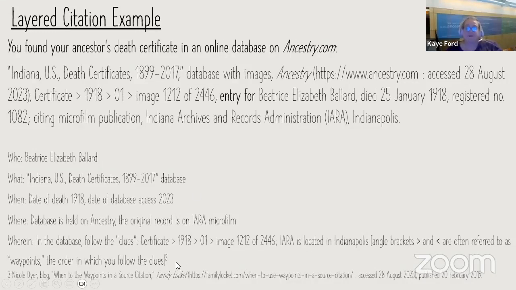And again, I've added a little footnote at the bottom of the screen where I found information about waypoints, and it's the Nicole Dyer blog. So if you want to learn more about waypoints, you can head on over there to Family Locket. But this is an example of a layered citation. There's the semicolon. It's where I viewed the death certificate. It was online. And then I have cited it. The original is a microfilm publication.